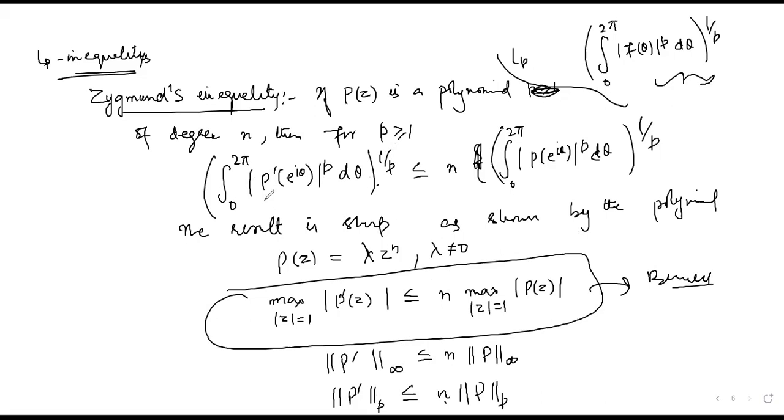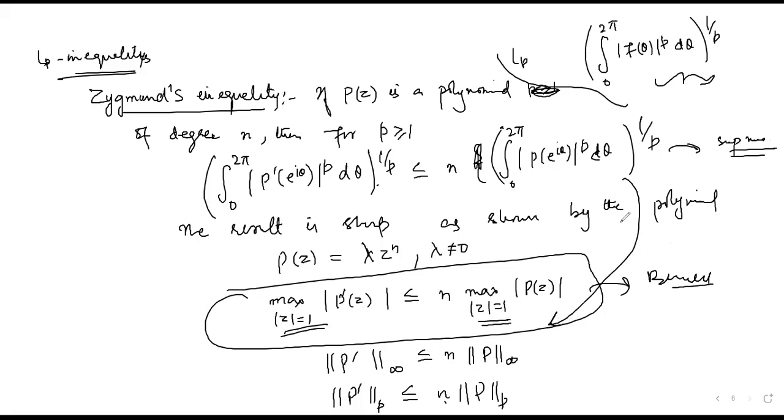वैसे this is a sort of a line integral, we are taking the integral over the unit circle. यहाँ पर भी हम z runs from this maximum लेते हैं. In fact, as p becomes very large, this would approach the sup norm. अगर मैं p को let p approach infinity, I would get Bernstein's inequality.